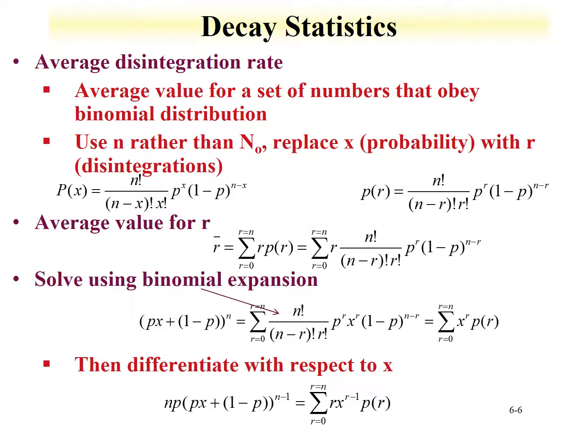The binomial expansion is shown here, where we just expand our binomial between p and 1 minus p. We've already discussed that between the probability of something decaying and something not decaying. So if we have this and I differentiate with respect to x, this equation then falls out to be this equation here. And I see that it's just the sum of r from 0 to n, r x to the r minus 1 times the probability.